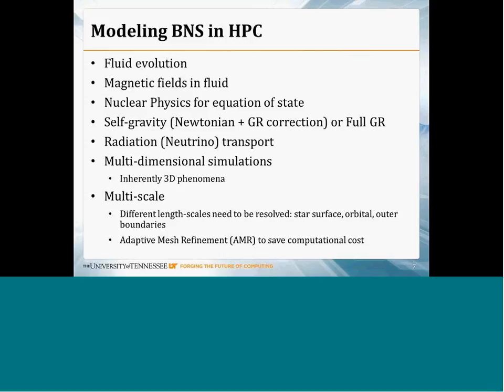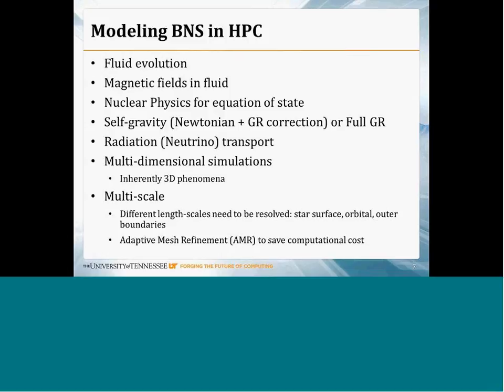And in the neutron star, there are different length scales that need to be resolved. You have the star surface, and you have the orbital length scale, and then you also have the outer boundaries, where if you want to extract gravitational wave signals, you need your simulation to be large enough so that your boundary condition doesn't affect the dynamics of your simulation. To deal with some of this multi-scale problem, we can deploy a technique called adaptive mesh refinement. Basically, you put higher resolution only where you need it.